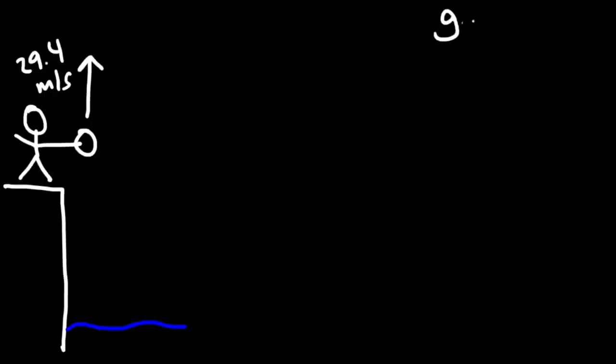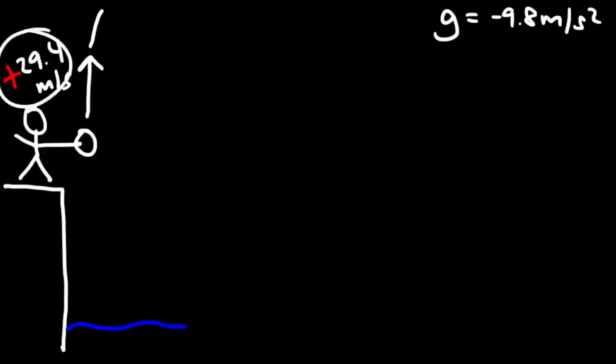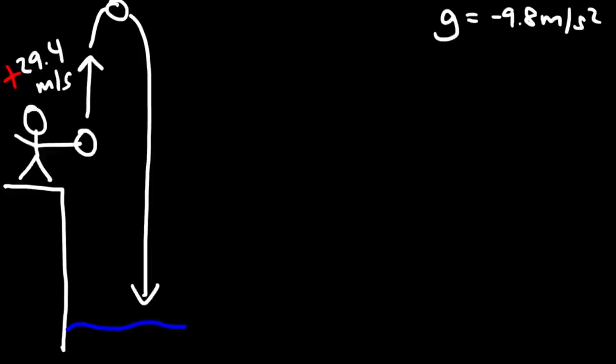Where g is negative 9.8 meters per second squared. So even though right now the velocity is positive, because g is negative, the vertical velocity will decrease. So as the ball goes upward, it's slowing down because the velocity is positive and the acceleration is negative. Because they're opposite in sign, the ball is slowing down. Eventually, the ball will reach its maximum height, and then it's going to change direction and begin to fall down.